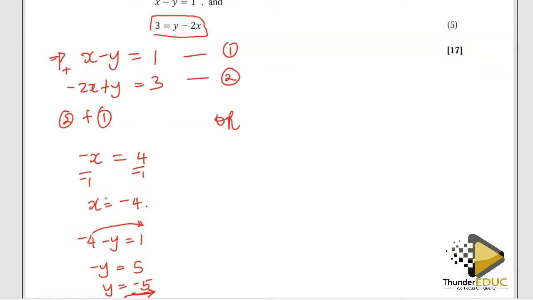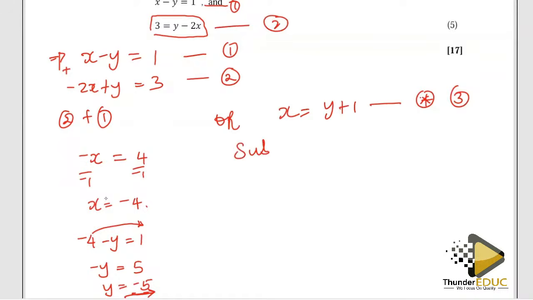Now, if you apply substitution, you go to the first equation and make x the subject. So x is going to be y plus 1. Call this equation star or equation 3. It doesn't matter. This is our equation 2. Then substitute equation 3 into equation number 2.